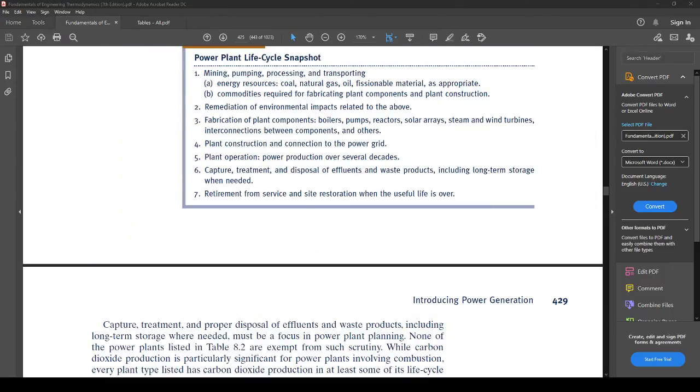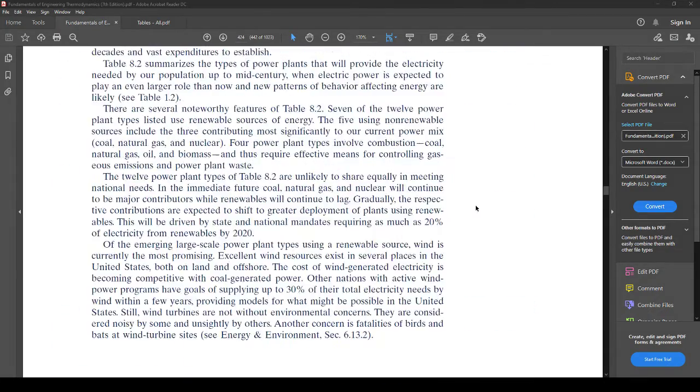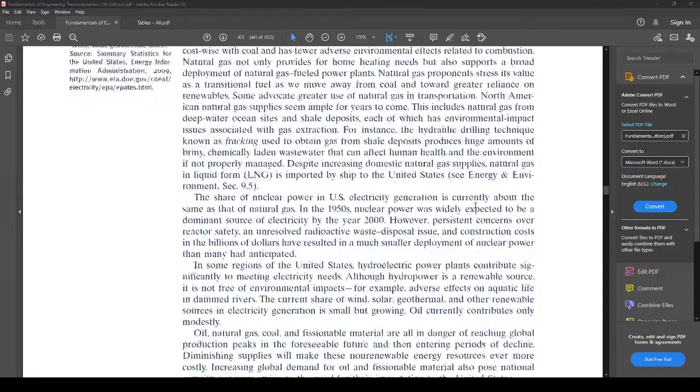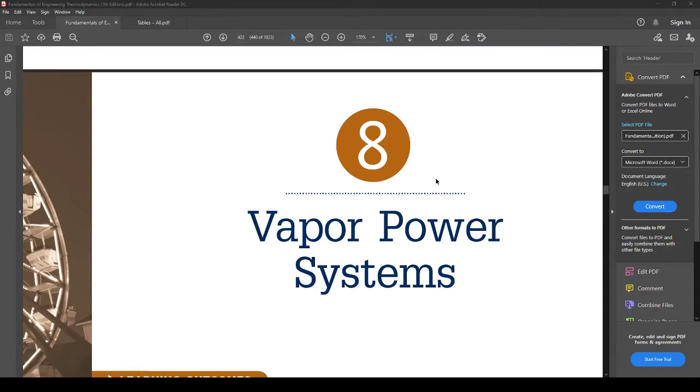All right, so the topic of the day, topic du jour, is vapor power cycles, which is the name of chapter 8. Vapor power systems, I guess. Power cycles is essentially what it is.